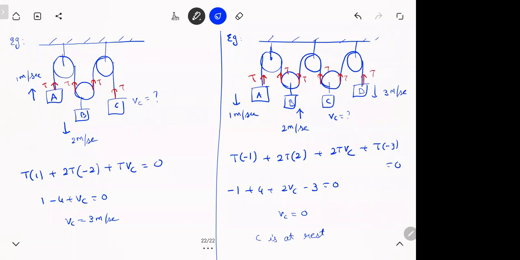So using this method, it is more convenient. Just put the tensions, multiply by the velocity, and get the total sum 0. Have a look at both the examples. Any particular part you're confused about, not clear, please ask me.